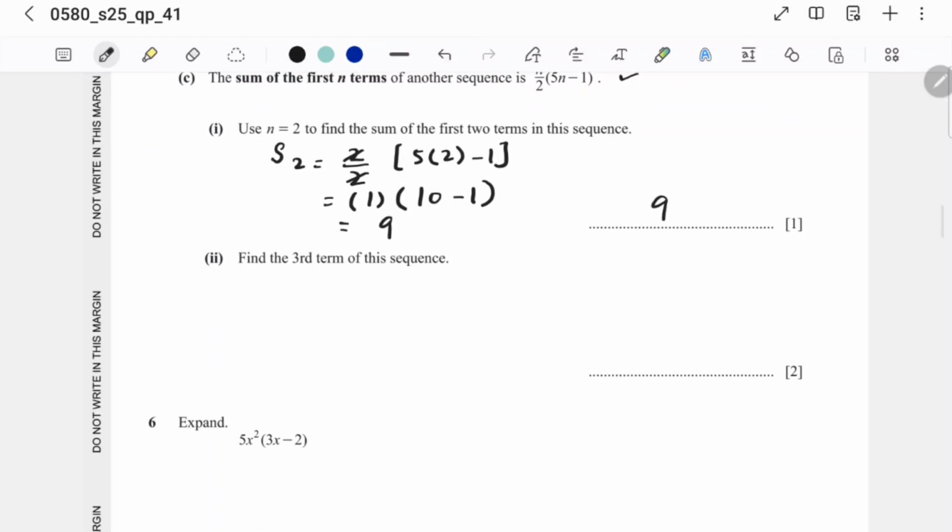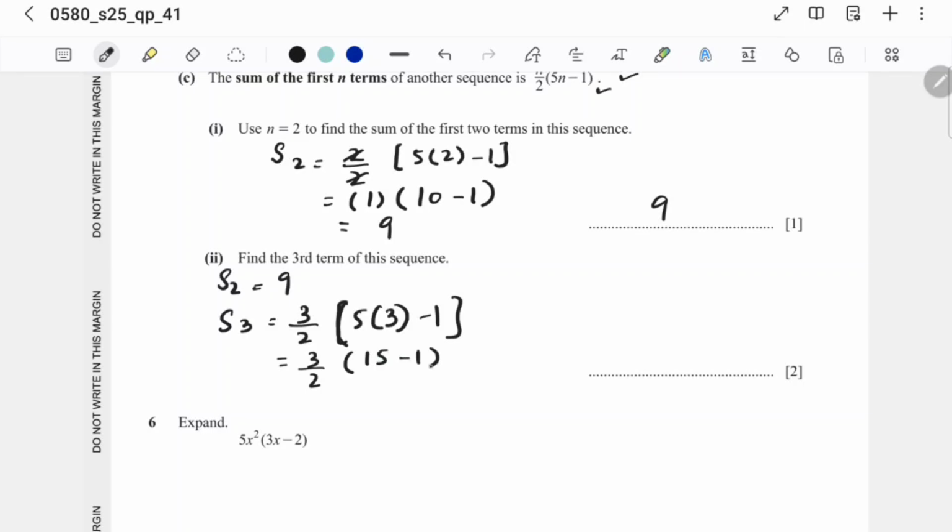Find the third term of the sequence. Till the second term, we know that the sum is 9. If we know the sum till the third term, then it's easier for us. We subtract to get the third term. Okay, so S2 is 9, we know. So just find S3. S3 is equal to 3 over 2 times (5 times 3 minus 1), substituting the value 3 here, and that is equal to 3 upon 2 times (15 minus 1). 15 minus 1 is 14.